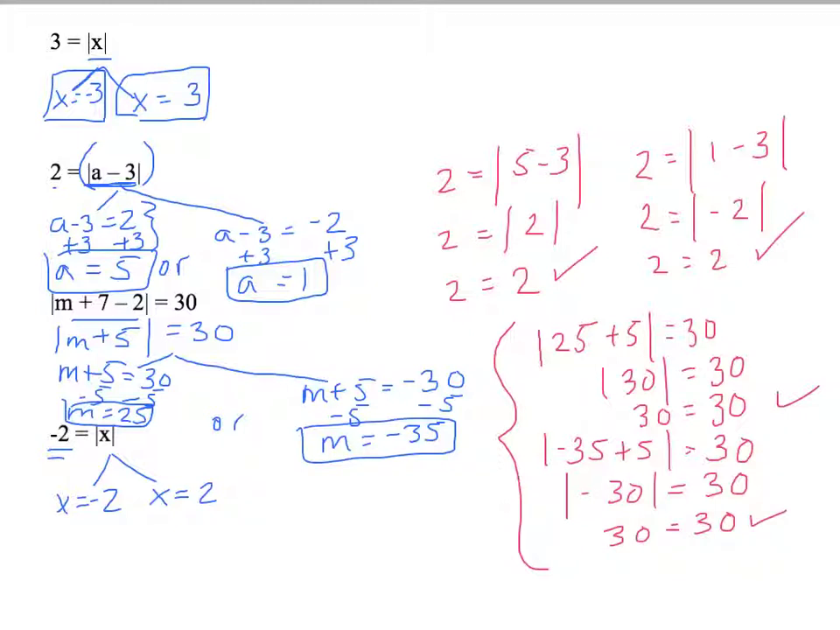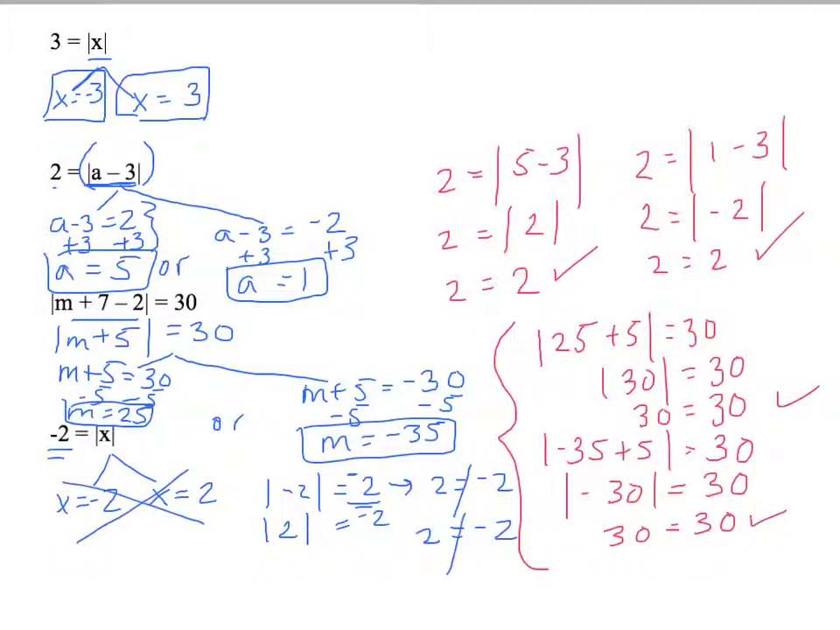If you were to test these answers, you would find that the absolute value of negative 2 equals positive 2, which is then equal to the right side, which is negative 2. That's not true. And then the absolute value of 2 is 2, which equals negative 2, which is also not true. So these are not solutions to the problem.